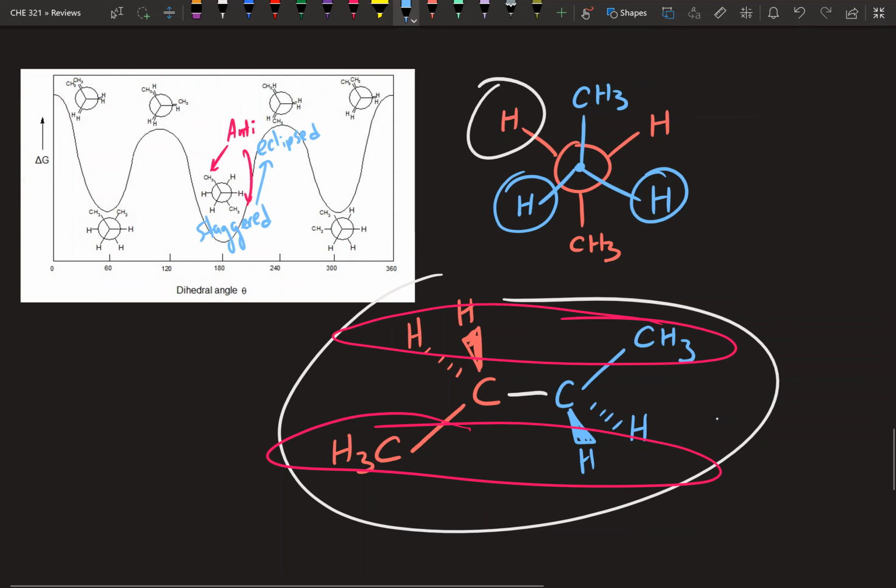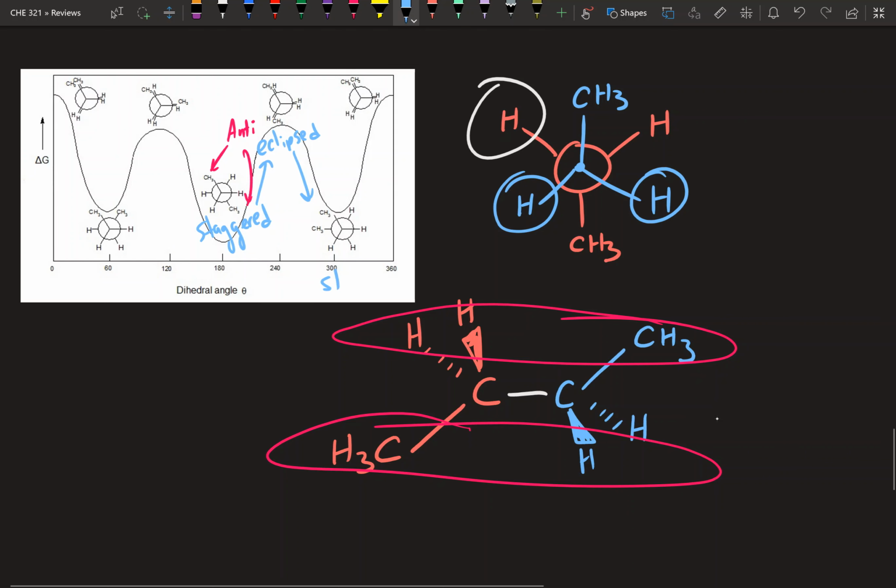Okay, and so when we go from a staggered to an eclipsed conformation, we're going to have this overlap over here. A CH3 and an H have an eclipsed overlap. This CH3 and an H have another eclipsed overlap. That's going to cause this molecule to be a little bit unstable, and so it's going to be further up on the diagram. So what happens if we do another 60-degree rotation? Well, we're going to go again back to staggered.